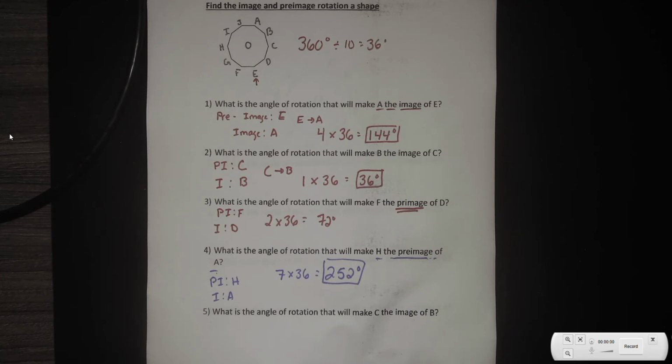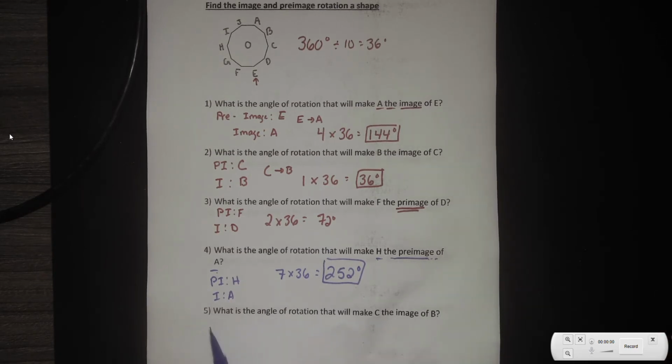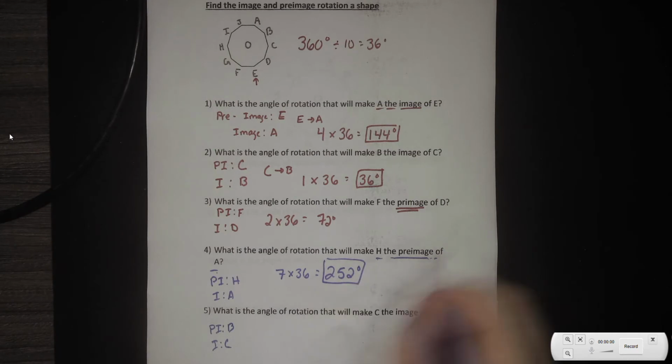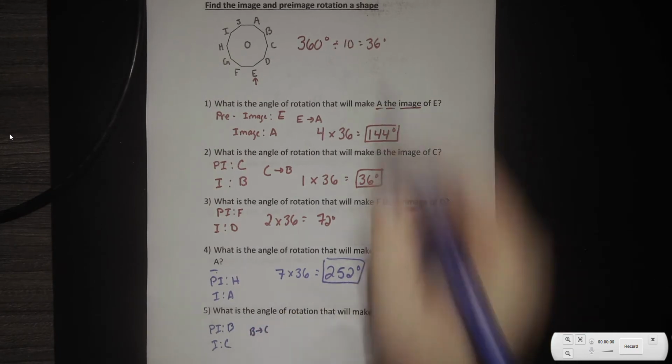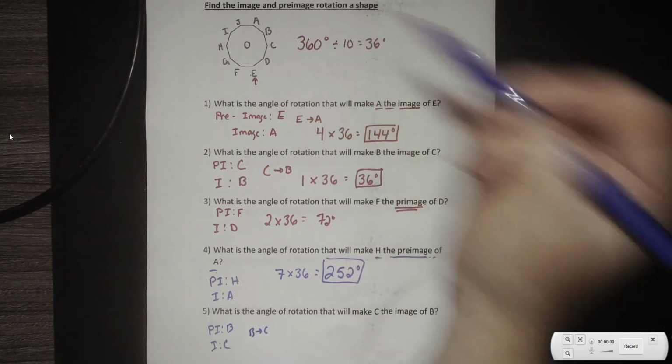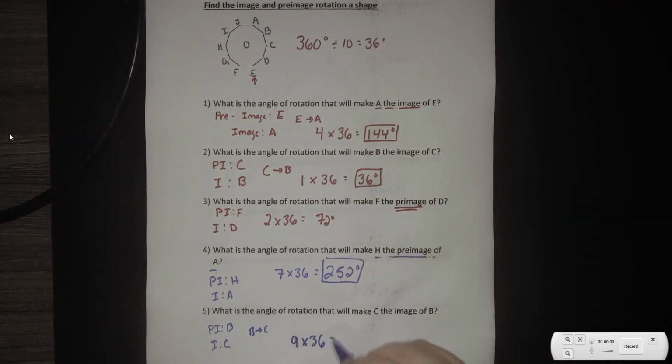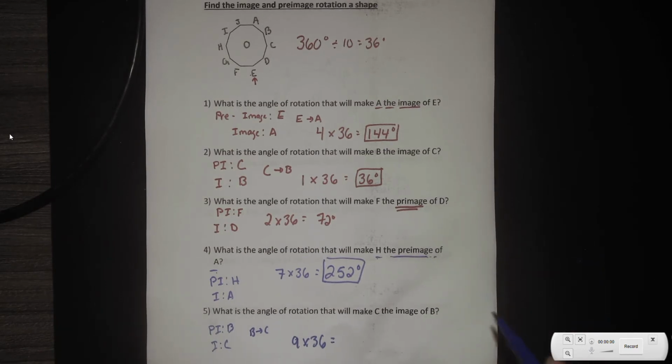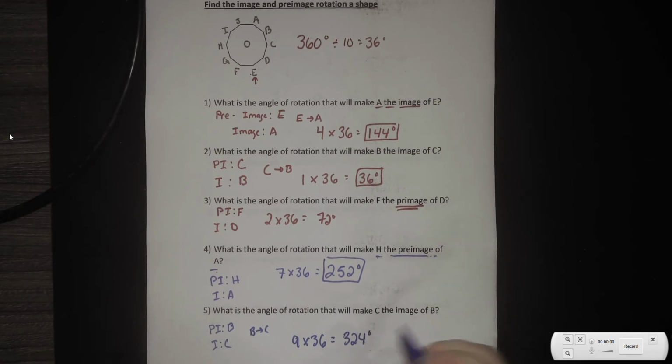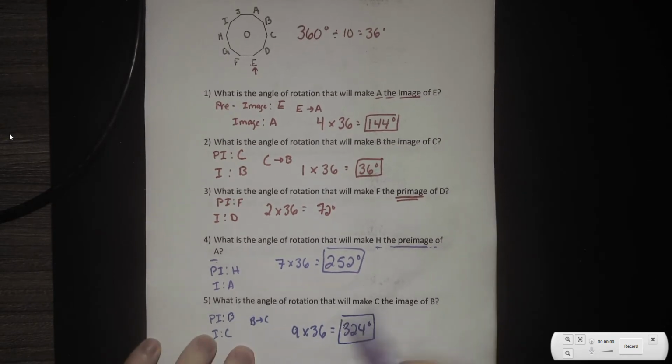What is the angle of rotation that will make C the image of B? So now B is the preimage, and the image is C. Going from B to C, 1, 2, 3, 4, 5, 6, 7, 8, 9. So 9 times 36 is 324. Good.